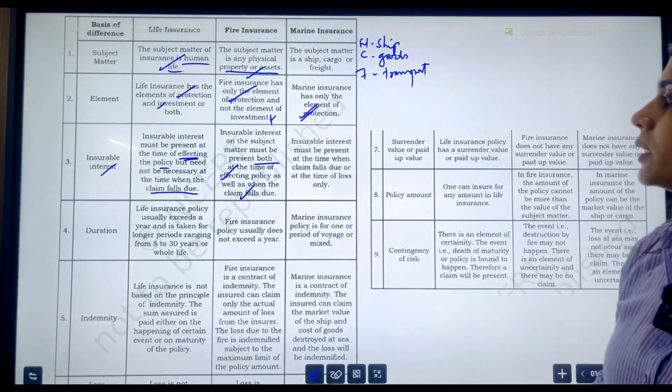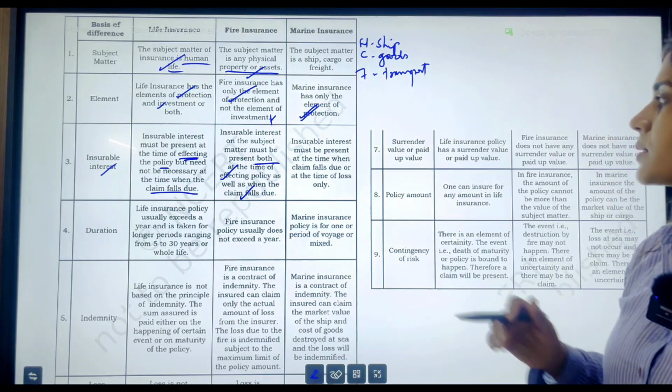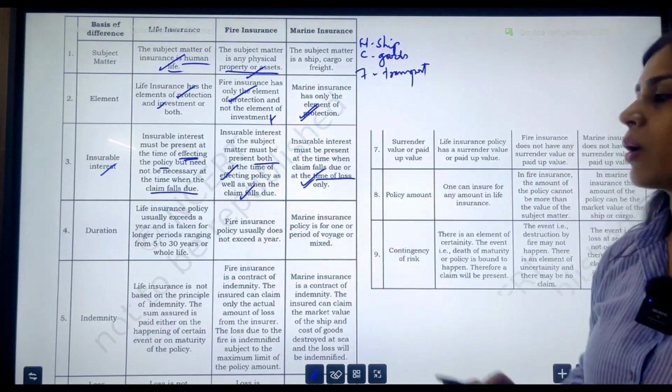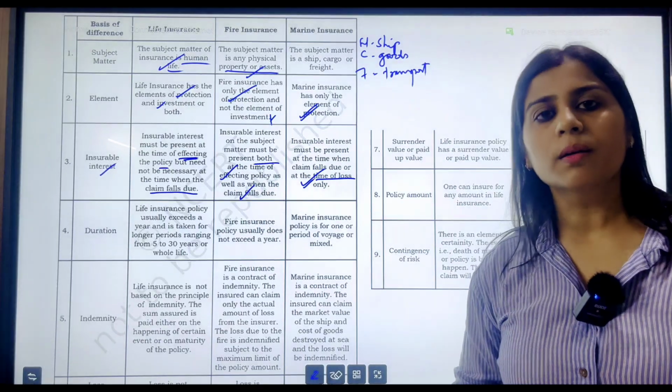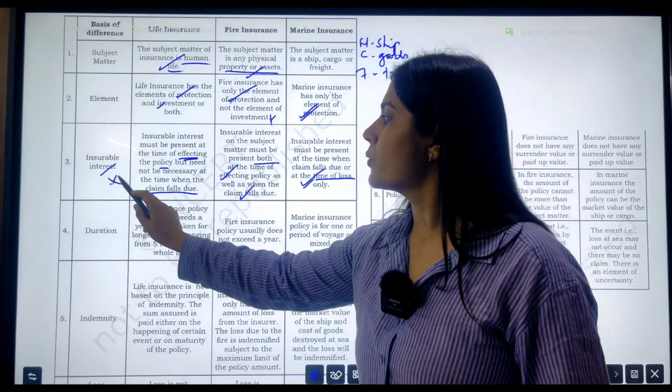But here in case of marine insurance, the insurable interest, that is the pecuniary interest with the subject matter, must be there only at the time of loss, not necessary at the time of effecting the policy. So this is a major, very important difference between the three.